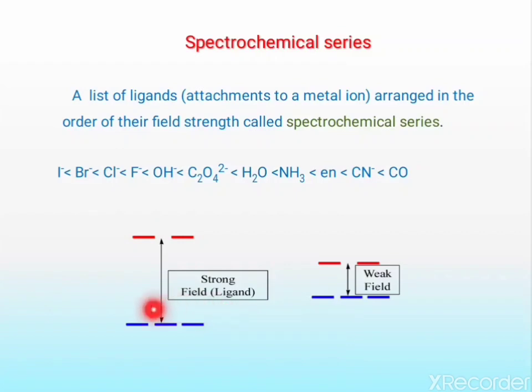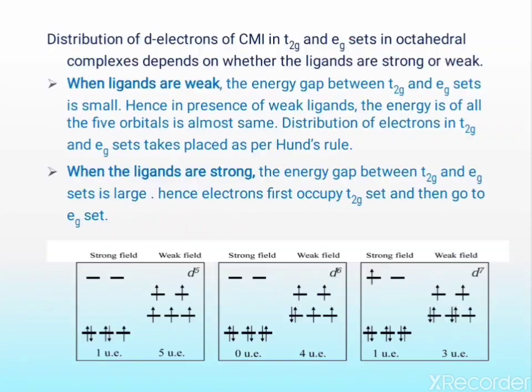Up to 6 electrons are distributed to the T2g set. The 7th electron goes to the Eg set of orbitals. You see here in this figure, the d1, d2, d3 systems are the same for strong field and weak field complexes.